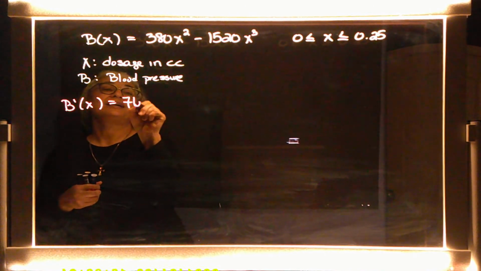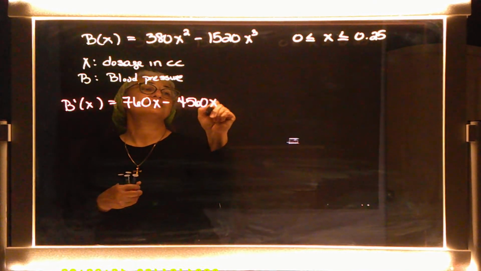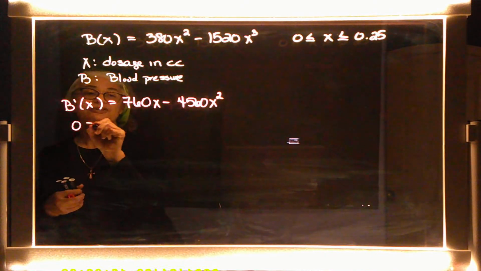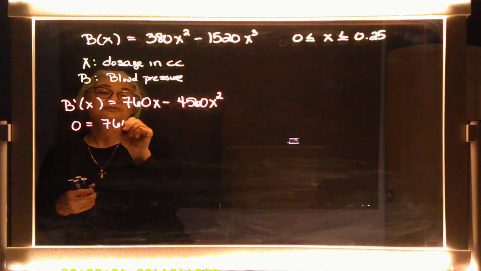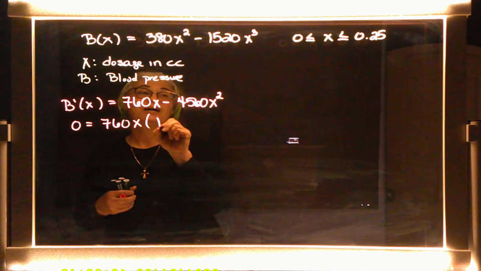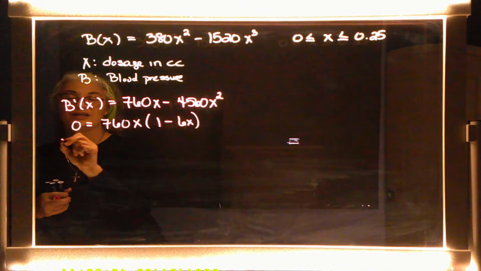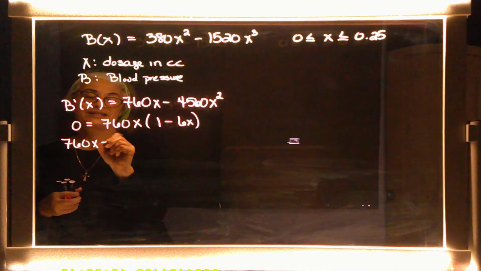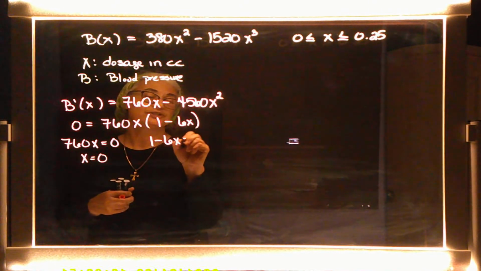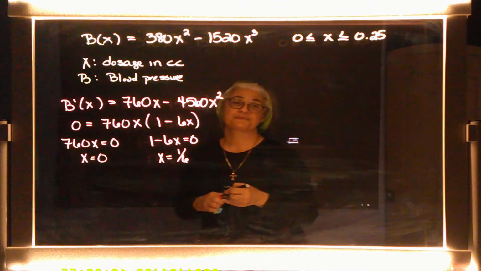And I get, and hopefully you're agreeing, right? And then to find critical values, you've got to set it equal to 0. And yes, 760 does factor out of both of them. I've already done this work. And we set each of these factors equal to 0. And when we do that, we end up with these two critical values.